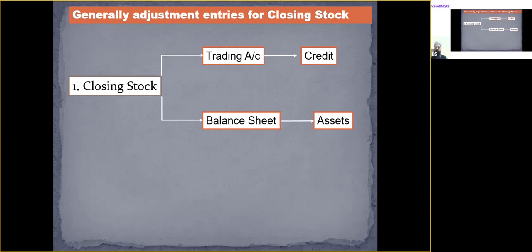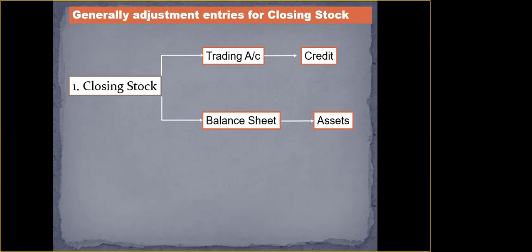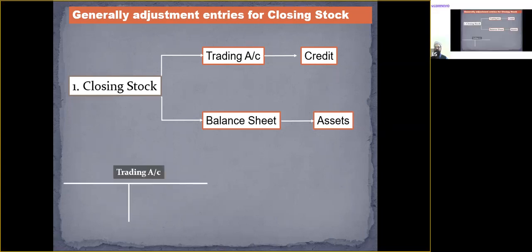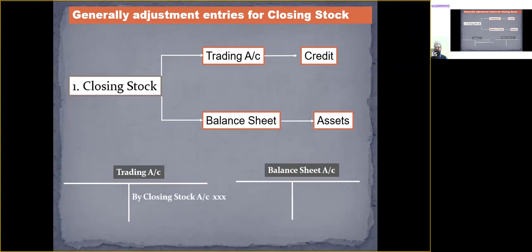Alexander? Yes, sir. Yes. So while preparing the trading account, we will be writing it in the trading account on the credit side. And when we are preparing the balance sheet, we write down the value of the closing stock at the asset side. Okay, so this is how we make the adjustment entry for the closing stock. But sir, what about the other items?